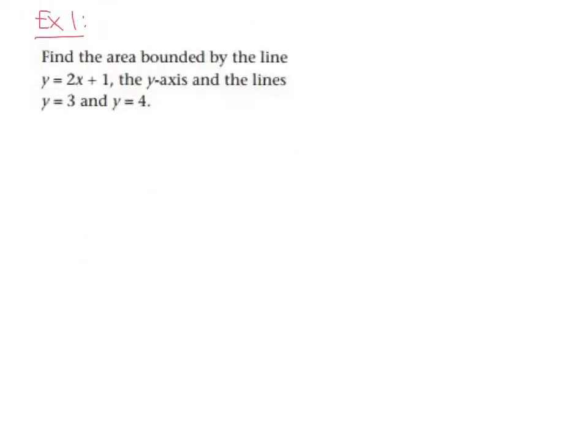Our first example is, as it reads: find the area bounded by the line y equals 2x plus 1, the y-axis, and the lines y equals 3 and y equals 4. It's a good idea, if you know the curve, to do a quick sketch of it. We're told it's a line, y equals 2x plus 1, so it doesn't really matter where it sits, except that we know it goes through the point 1, and it's a positive gradient, so it's something like that.